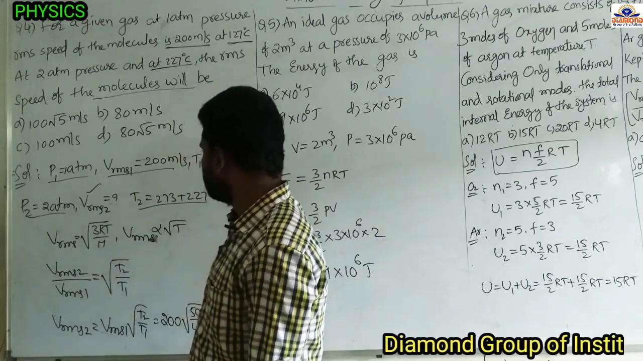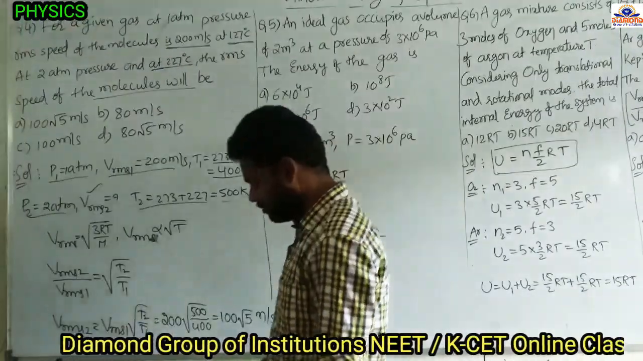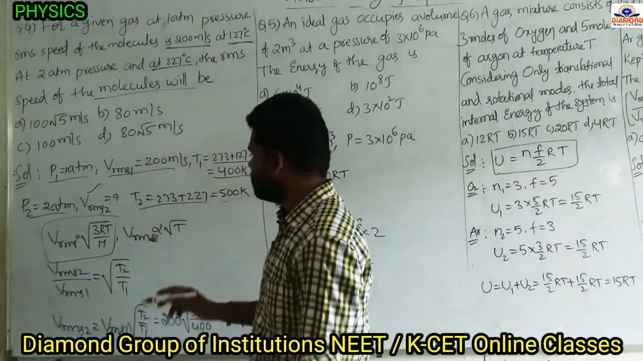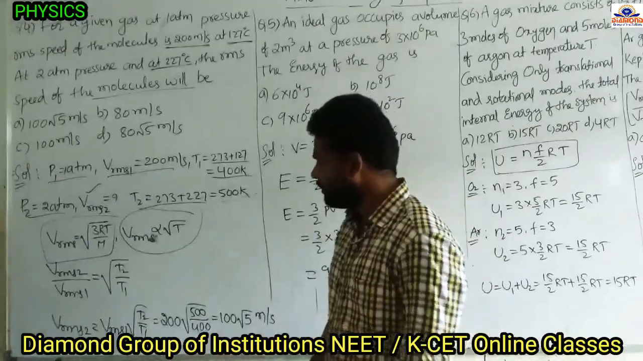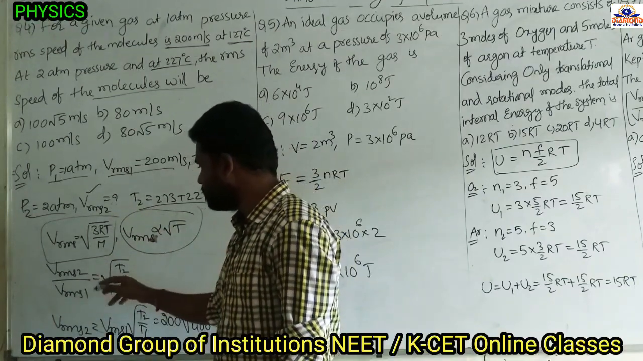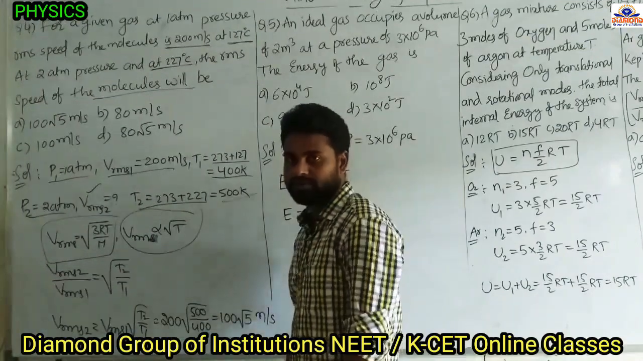Next, the VRMS formula we know: VRMS equals the square root of 3RT by M. Already we know this one. Remember this formula. So VRMS is directly proportional to the square root of T. From this, VRMS2 by VRMS1 equals square root of T2 by T1.